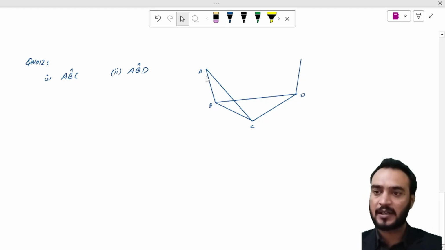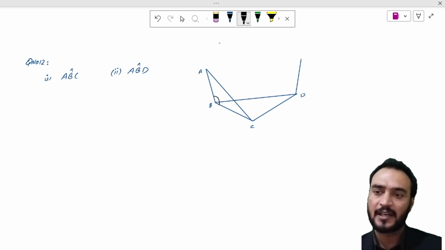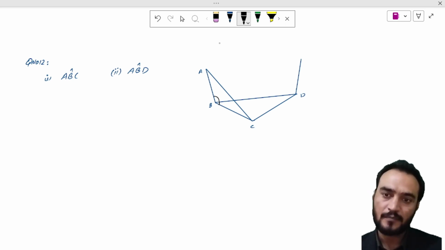So this is a 20-sided polygon whose some vertices are given, where A, B, C and D are the consecutive vertices of this polygon. We need to find the first angle, that is in first part, the angle ABC, and you can see this is the angle ABC, which is the interior angle. To find the interior angle, we first find its exterior angle, and subtracting exterior from 180, we get this interior, that is angle ABC.